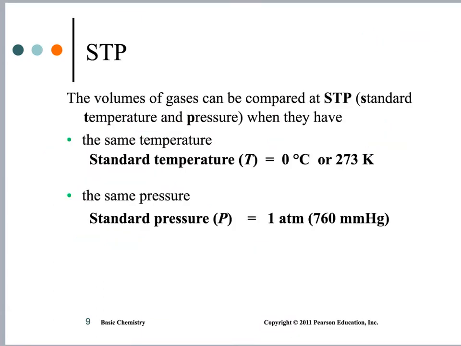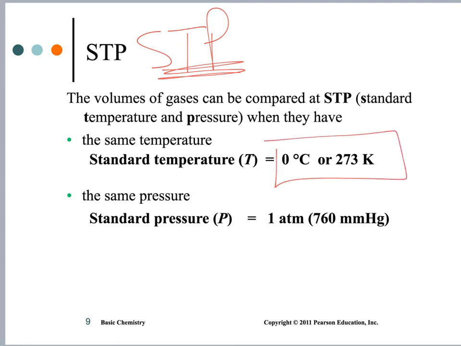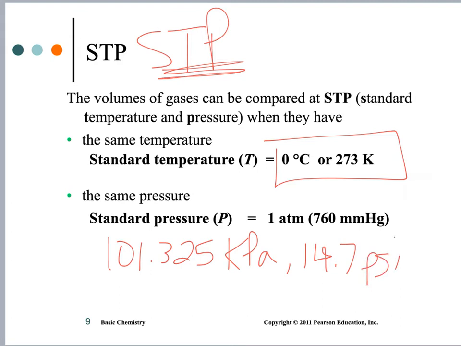So let's take a look. This is what I talked about on our Zoom last week. STP, standard temperature, 0 degrees Celsius, or 273 Kelvin, and then standard pressure. Now, don't forget, standard pressure could also be 101.325 kPa. It could be 14.7 psi. It could be 760 torr. All of these, etc. All of these are the same pressure.